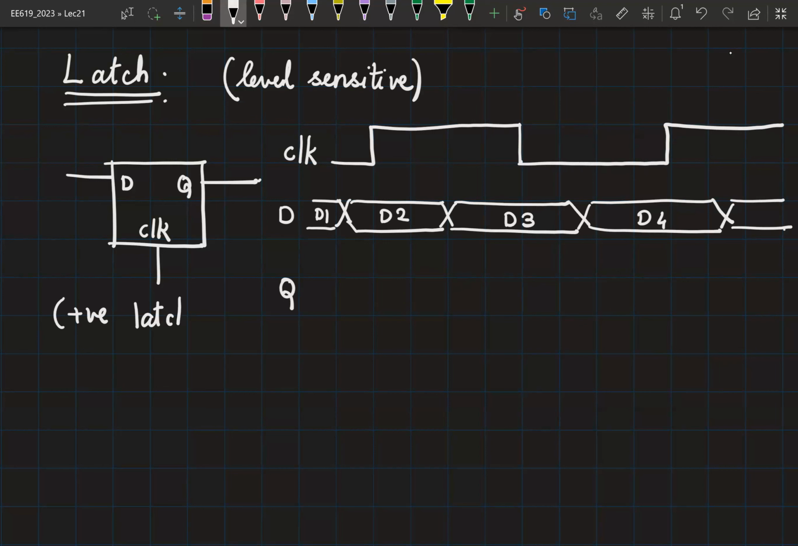What does this mean? When clock is equal to 1, the latch is transparent. The input will directly go through to the output. When clock is equal to 0, the latch is opaque. That is, it is holding the previous value. Transparent, it is opaque here.